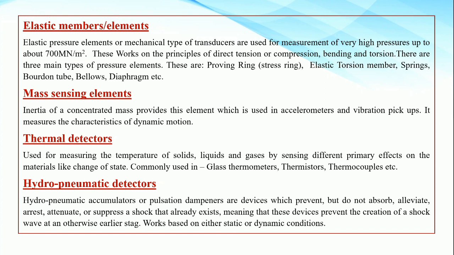So these all depend on the principle of direct tension or compression, bending and torsion, which indicates the elastic elements. The next one is the mass sensing elements. The inertia of a concentrated mass provides another basic mechanical detector transducer element, which is used in the accelerometer and vibration pickups, and serves to measure the characteristics of a dynamic motion like displacement, velocity, acceleration, frequency, through different applications of Newton's second law of motion.